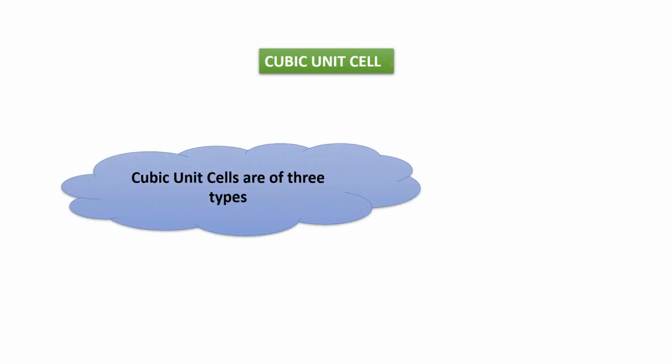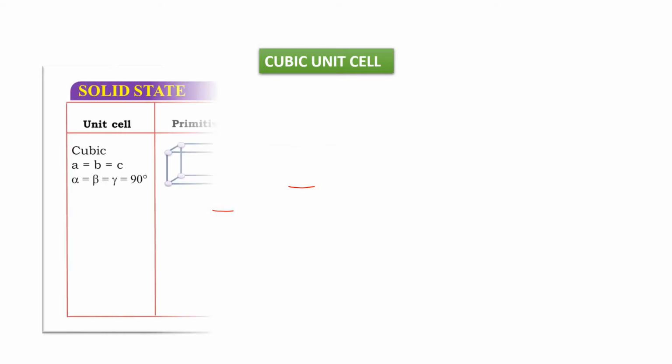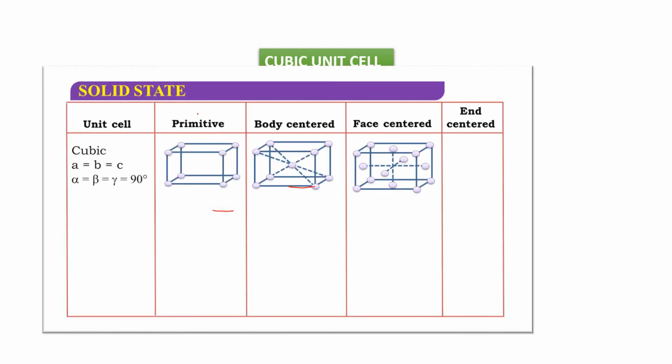In this video, we will take three different types of cubic unit cells. What are they? One is called simple cubic, also called primitive cubic unit cell. Second one, body centered cubic unit cell. Next one, face centered cubic unit cell. First of all, we will see the simple cubic unit cell.